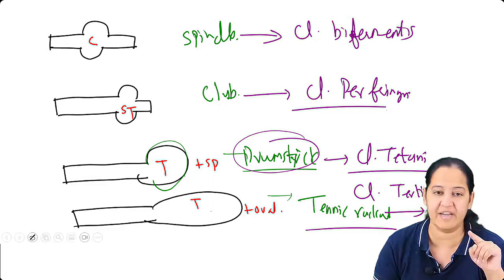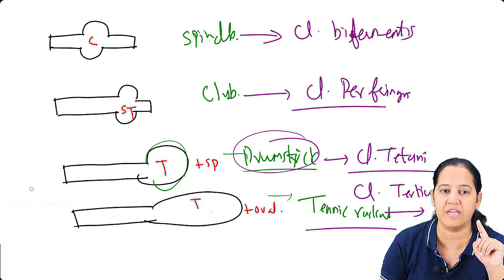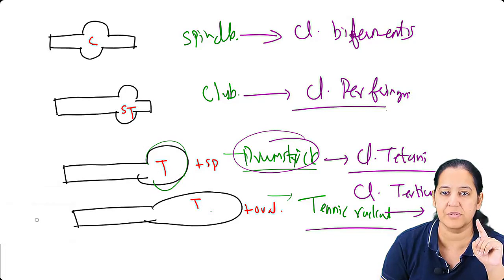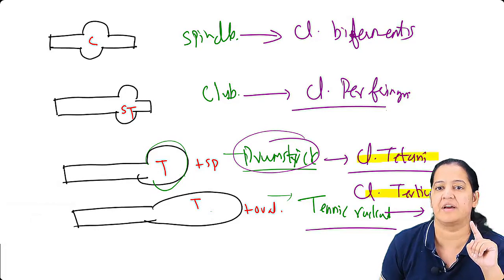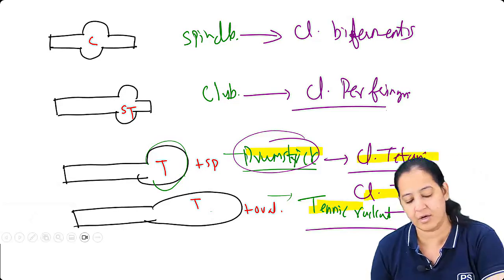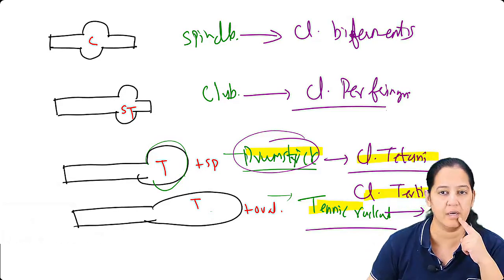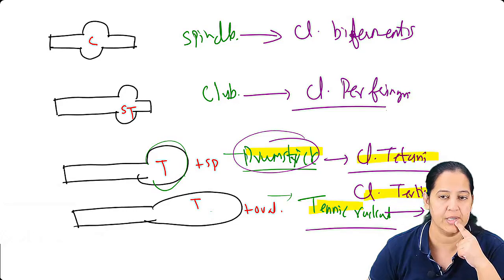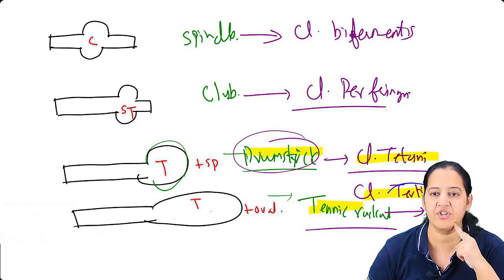Now where you will get confused, let me tell you. Both are TT. This is also T. This is also T. Tertium and tetani, both are TT. One is drumstick, one is tennis. तो कैसे learn करोगे? How you will learn? सोचने दो. How you will learn? अच्छा tertium यानी क्या होता है?